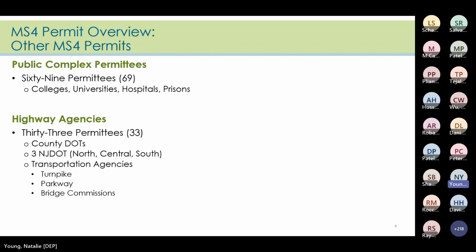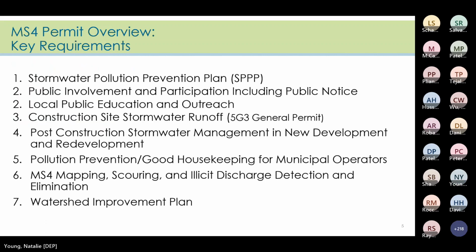There are 33 highway agencies regulated under the Highway Agency permit, including state and county DOT roads. This includes agencies like the Turnpike, Bridge Commissions, and the Parkway. MS4 permits have a number of key requirements, including these key requirements noted here. We will be going into more detail regarding these requirements later in this presentation. In the meantime, take a look at this list.